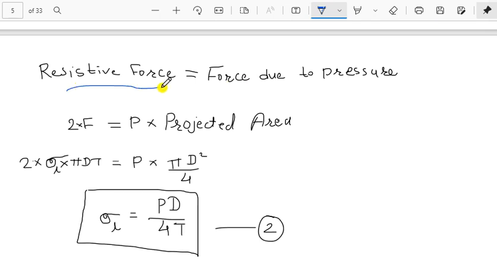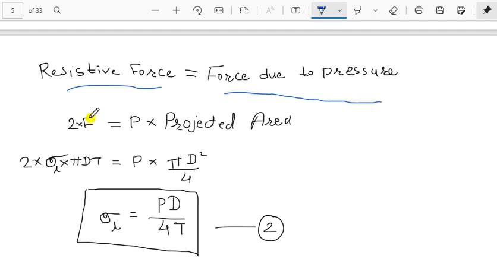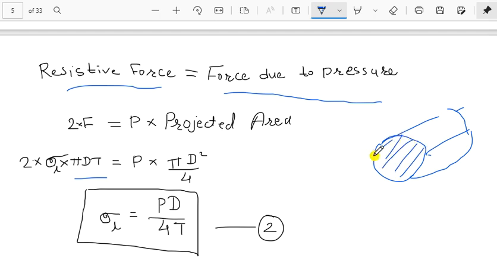Again, like the previous case, the resistive force we will equate with the force due to pressure. You know that the resistive force is 2 into F. Here the area we have calculated is pi D into T, and the stress generated will be the longitudinal stress. And the projected area, you know, will be like this. If this is the cylinder, this much will be the projected area. Now pressure will exert force in this direction perpendicular to this circular area, and we know that the area of a circular section is pi D square by 4. This is actually DI, the internal diameter we are considering. More precisely you can write here DI. Here we have got the value for longitudinal stress, that is equal to PD upon 4T.